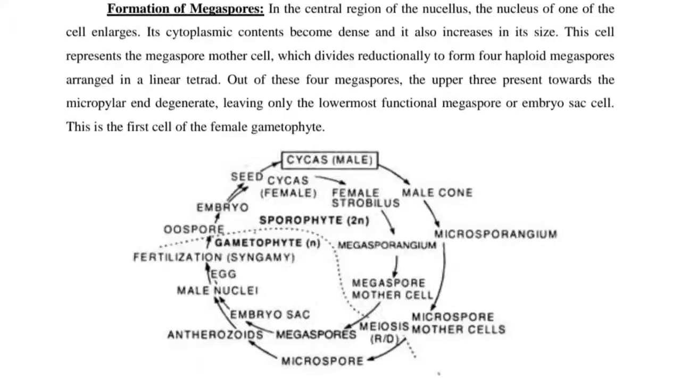Formation of megaspores. In the central region of the nucellus, the nucleus of one of the cells enlarges. Its cytoplasmic contents become dense and it also increases in size. This cell represents the megaspore mother cell, which divides reductionally to form 4 haploid megaspores arranged in a linear tetrad. Out of these 4 megaspores, the upper 3 present towards the micropylar end degenerate, leaving only the lowermost functional megaspore or embryo sac cell. This is the first cell of the female gametophyte.